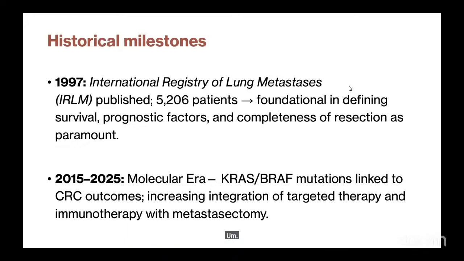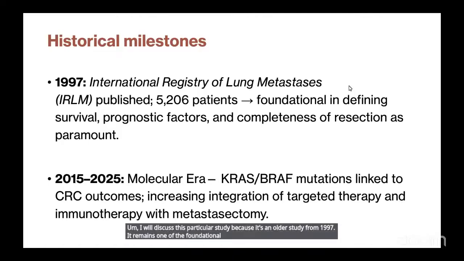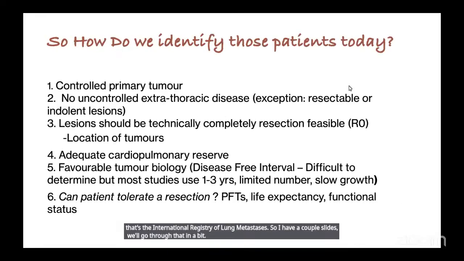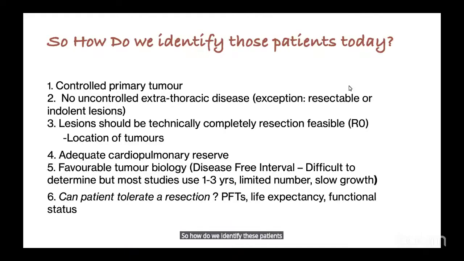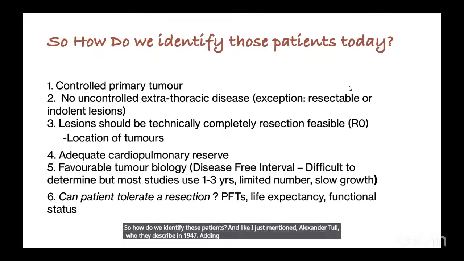I will discuss this particular study because although it's an older study from 1997, it remains one of the foundational studies that still guides the practice, and that's the International Registry of Lung Metastases. I have a couple of slides; we'll go through that in a bit. So how do we identify these patients? Like I just mentioned, Alexander et al. described in 1947, adding on, that the primary tumor should be controlled or controllable.